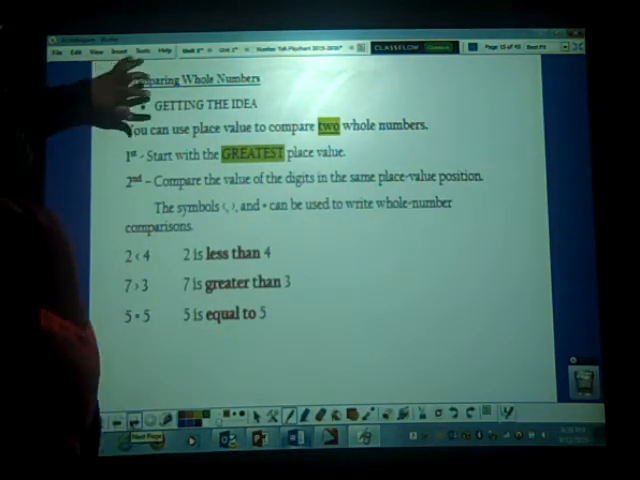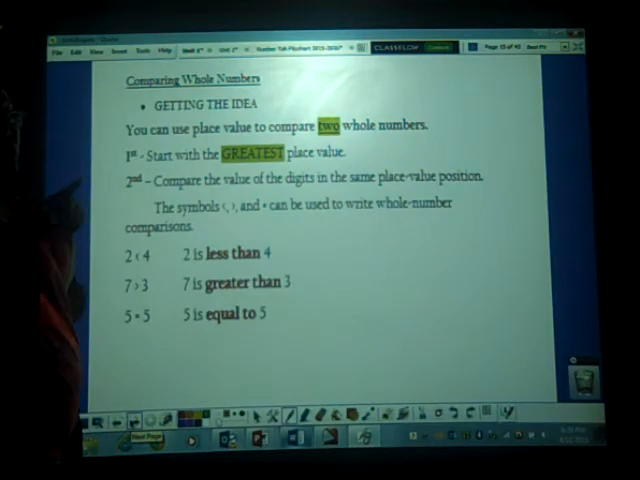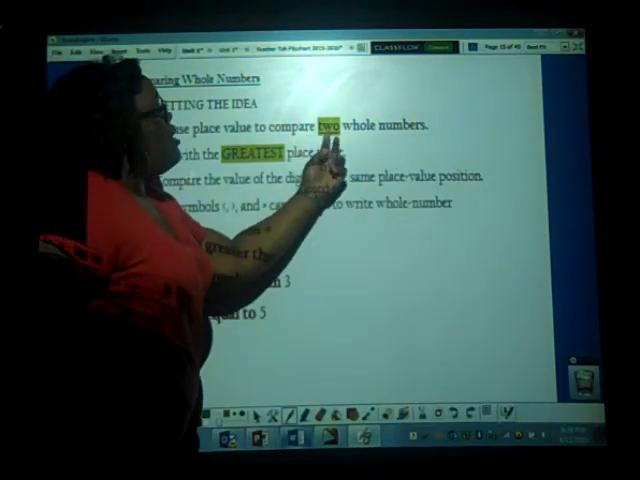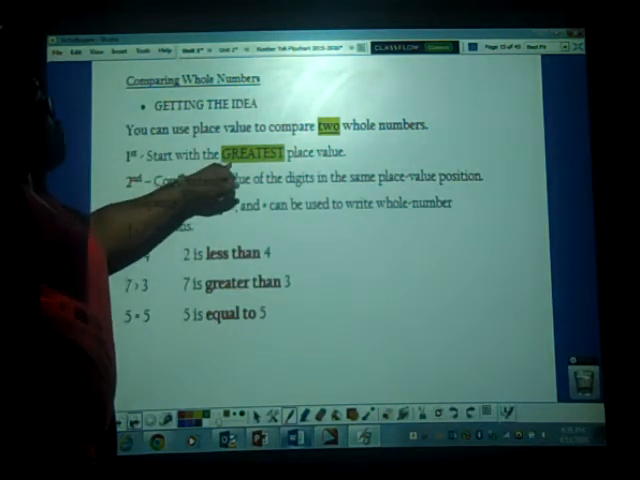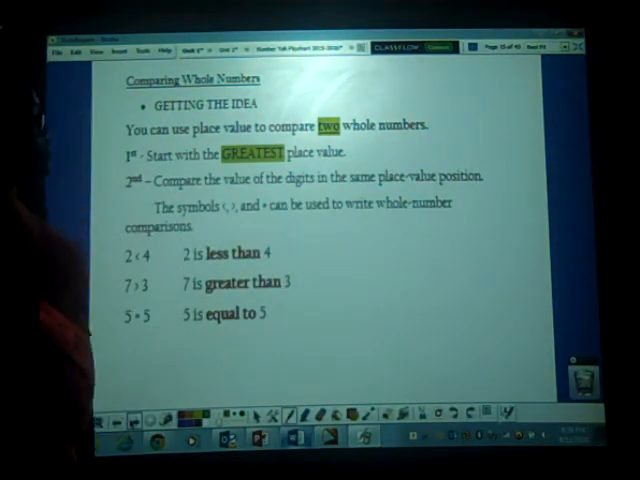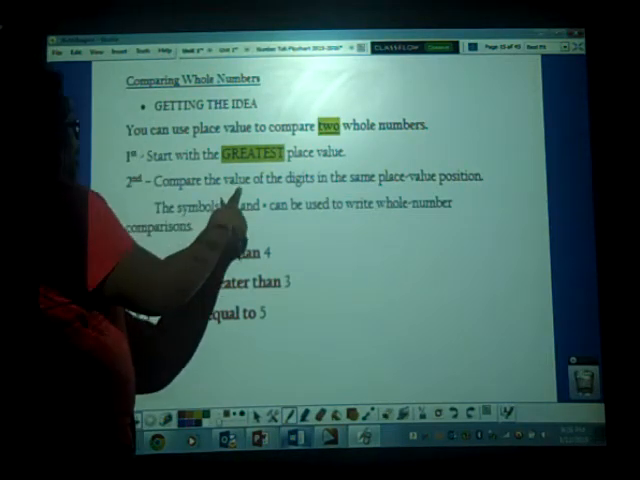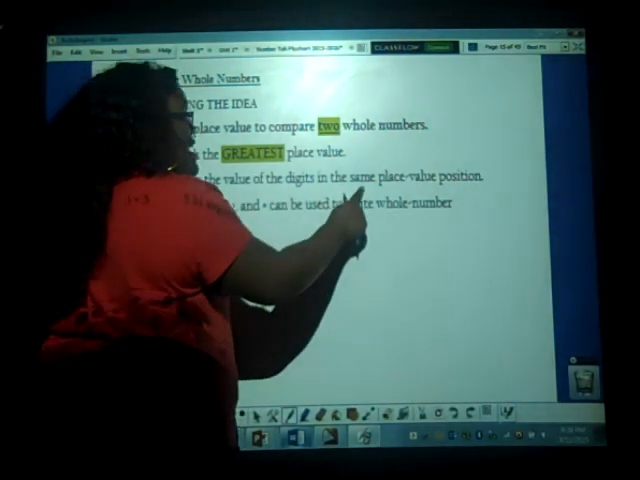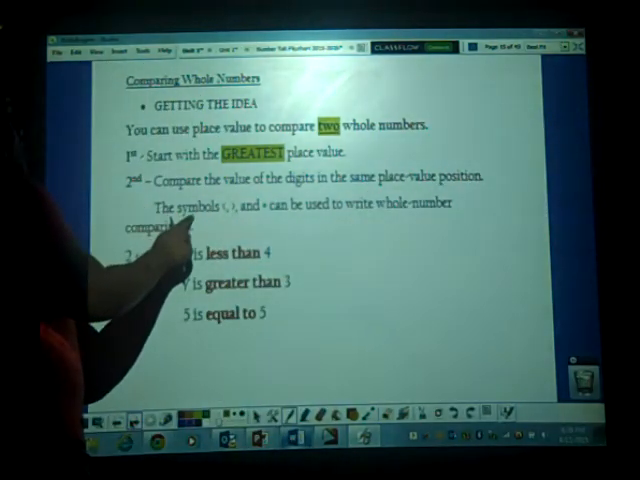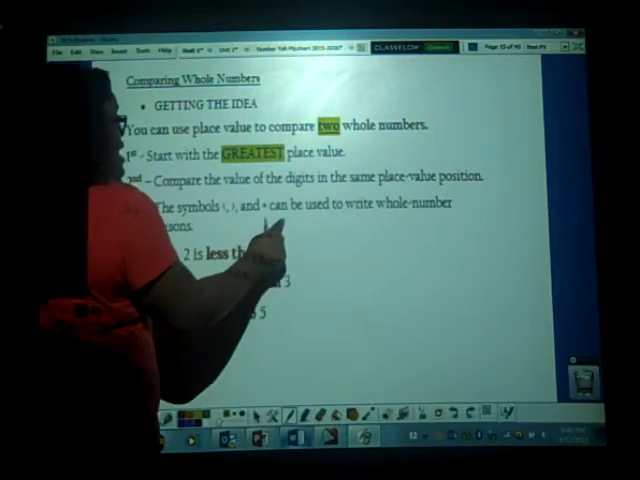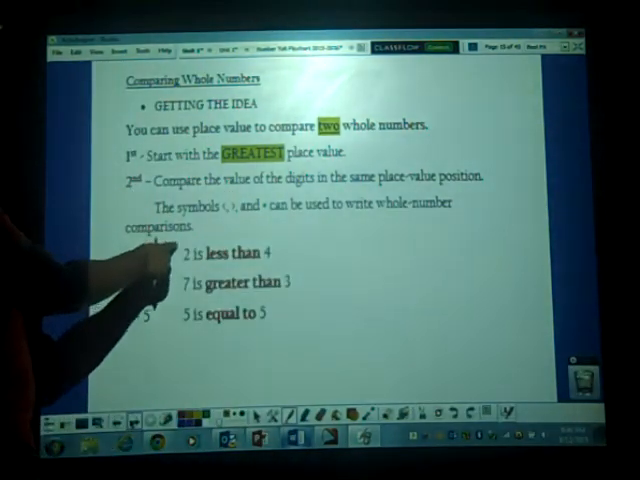Comparing whole numbers. Let's get the idea. You can use place value to compare two whole numbers. First, you start with the greatest place value in your number. Then step two, you compare the value of the digits in the same place value position. The symbols greater than, less than, and equal to can be used to write whole number comparisons.